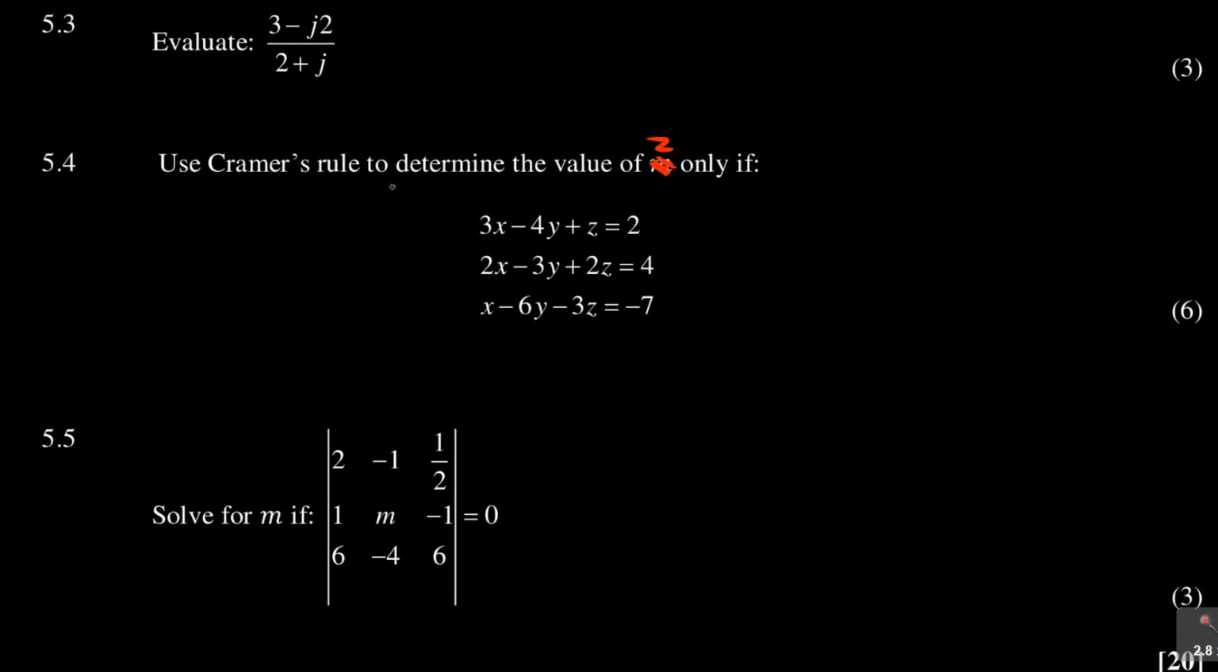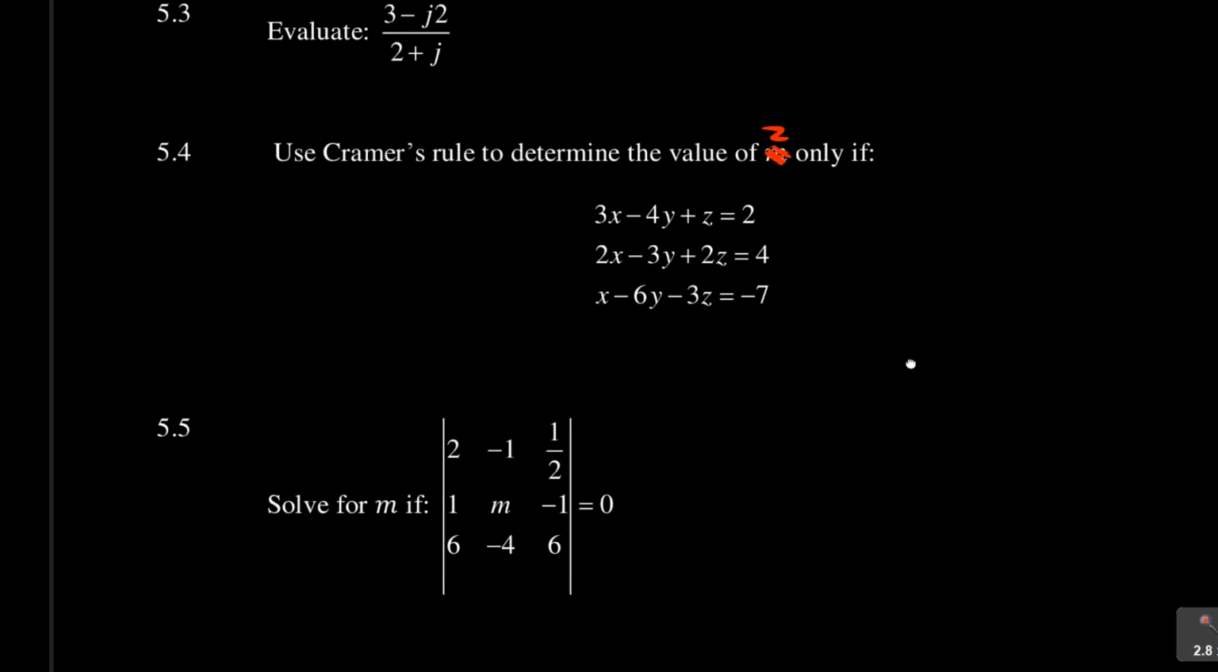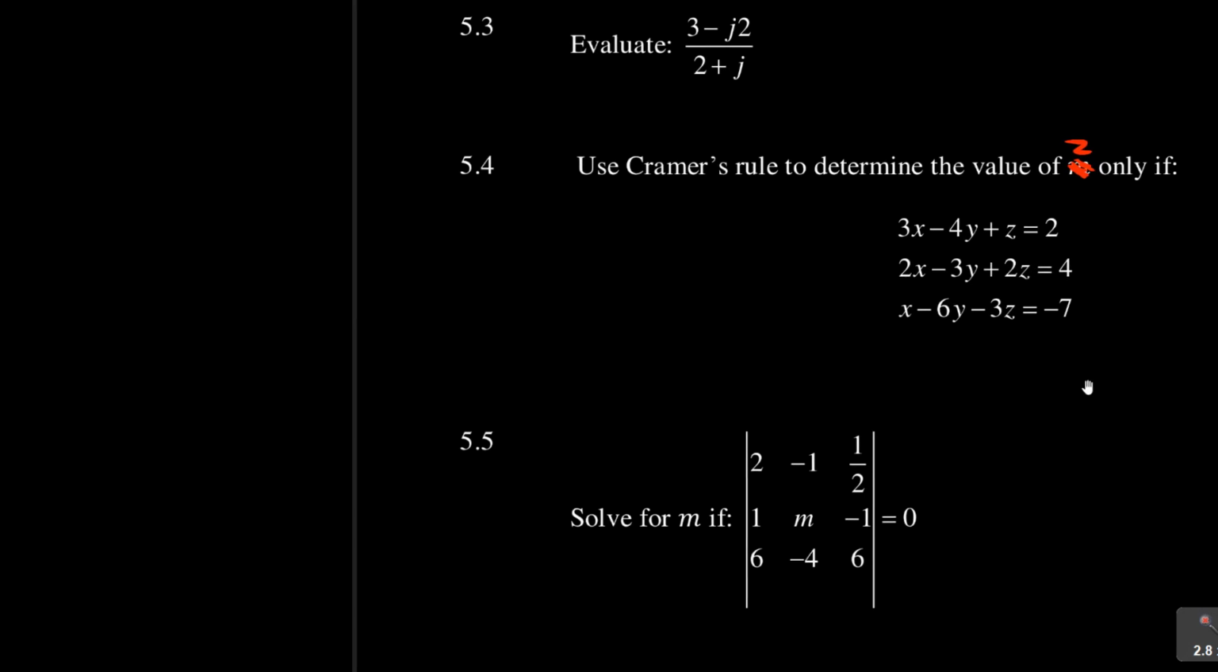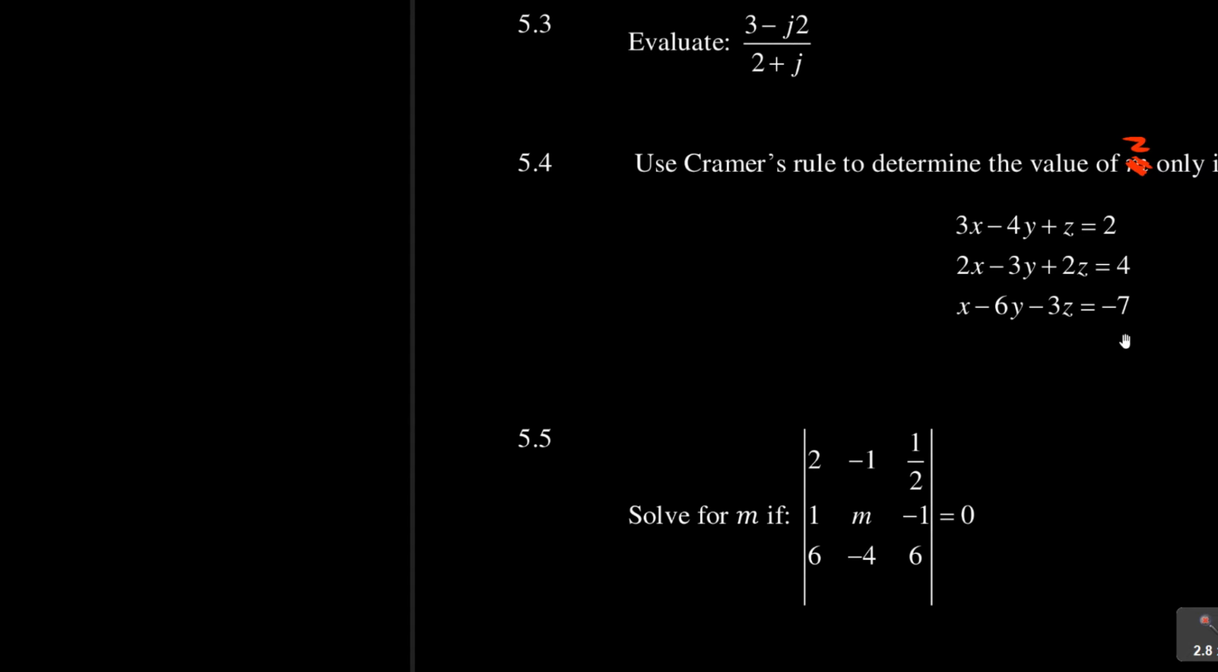It says use Cramer's rule to determine the value of z only. So you don't have to find x, you don't have to find y, you only have to find z. So now whenever they give this, you have to rewrite this as a matrix. So if you're going to write a 3 by 3 matrix, remember here you're going to have the first part, which is your 3, your 2, and your 1. There is a 1 there.